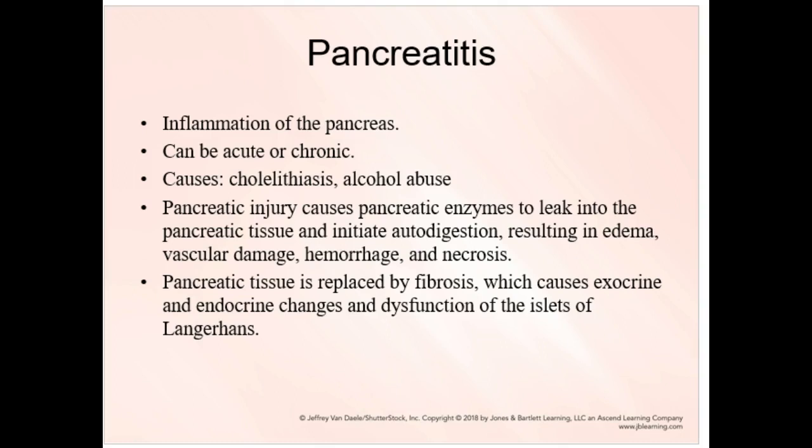So the pancreatic tissue, once it's damaged and dies, can actually be replaced by fibrotic tissue. And this will decrease the effectiveness of the pancreas with digestion and also with the islets of Langerhans, which deal with the balance of insulin in the bloodstream and also glucagon. We'll get into that in the next chapter.